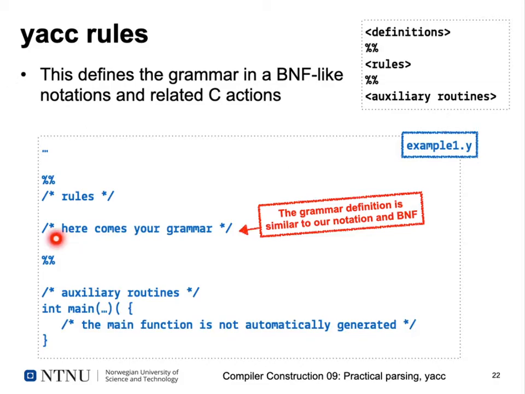And then finally, in our remaining section, after the second separator symbol %%, you can write auxiliary routines. For example, you could write a main function. This is not automatically generated, so this main function could have the task of opening your source code file that was passed on the command line, and then passing the first part of the source code file to our scanner, and then, of course, starting to parse.